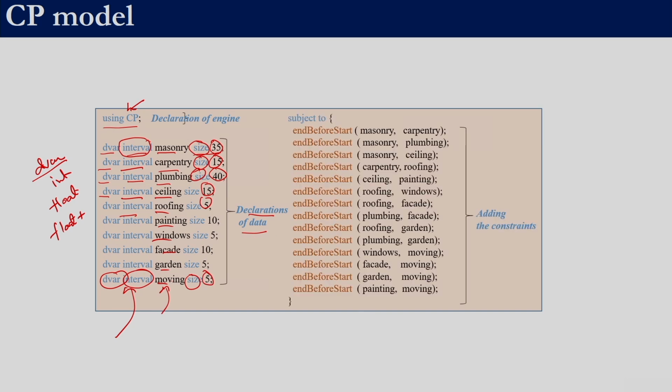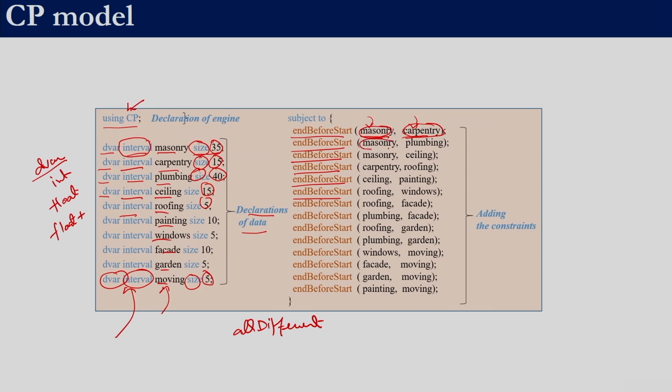Similar to the all different constraint we had for solving the Pseudocode problem, we have something called end before start. You can call it a function or construct. End before start requires two values. The first value should be the task which has to be completed before the second value is started. So, in this case we want the carpentry to be completed before we begin masonry work.